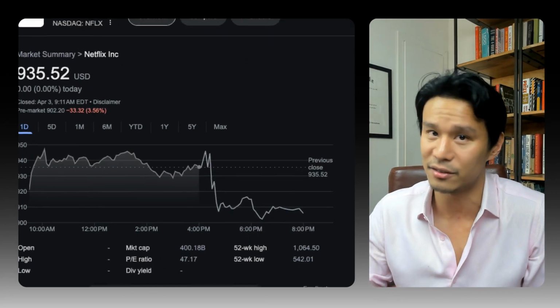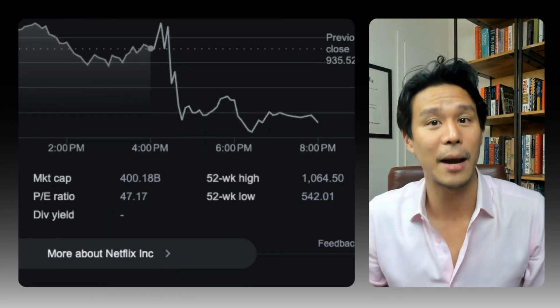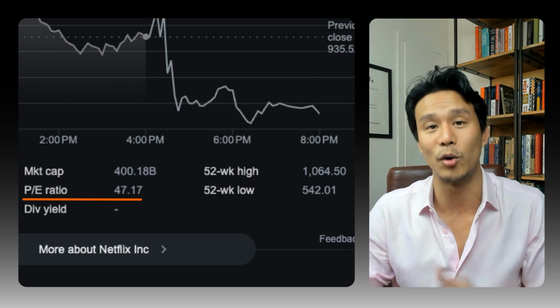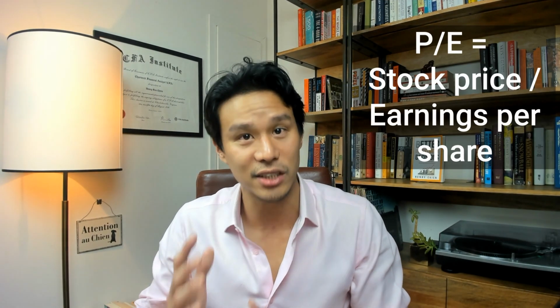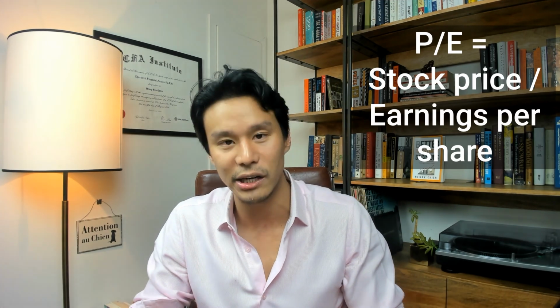When you first look up a stock on Google or Bloomberg or FactSet, you're going to see a lot of information. You'll see the price of the stock, the volumes traded, the market capitalization, and then you're going to see the PE multiple. That's short for price to earnings. It's the ratio of the stock price versus the earnings per share of the business.